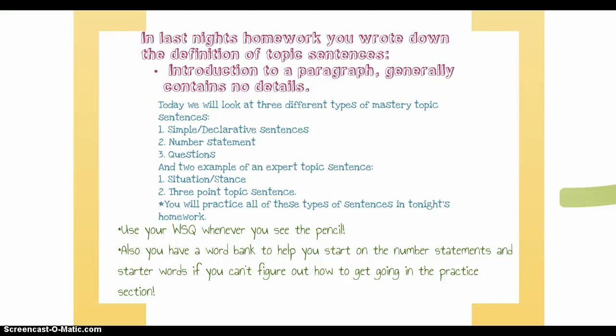You also might have heard it referred to as the 3-point topic or 3-point thesis, but that's generally when we're writing an essay. So both of these are really great options if you're trying to elevate your writing. You will practice all of these types of sentences in tonight's homework. So in total, just about 5 sentences in the homework tonight. And then also you will be going to write your summary like normal, as well as the question.